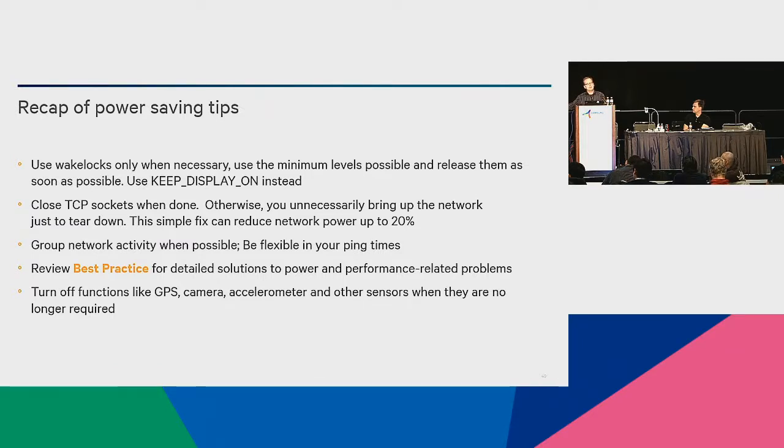AT&T has some really good best practices. If you try their Arrow app, not only will it profile your app, but it will give you best practices and tell you what you can do to improve things. And if you click on it, it will give you very detailed information on what you can do. Obviously, you want to turn off things like GPS, camera, accelerometer when you're not needing them anymore.